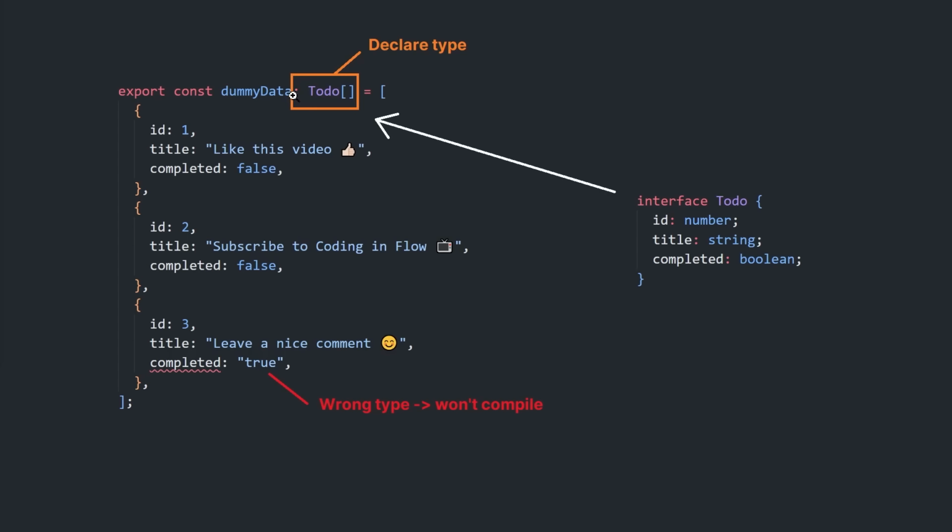For example, here we declared that this is an array of to-do objects, which has this exact structure here. The completed value of our to-do has to be a boolean. If we try to pass a different value, like a string, this will not compile. We cannot even start our app. And this is good, because this here is most likely a mistake and we don't want to allow this. TypeScript requires us to write a bit more code than in vanilla JavaScript, but the safety we get in return is really worth the effort.